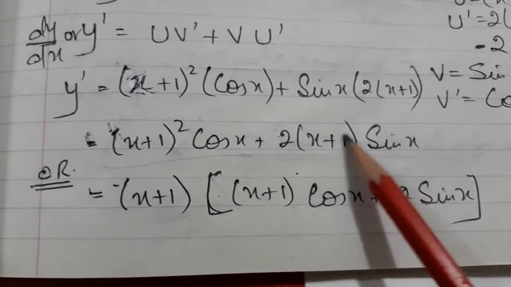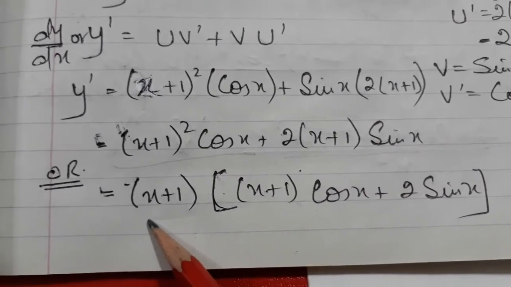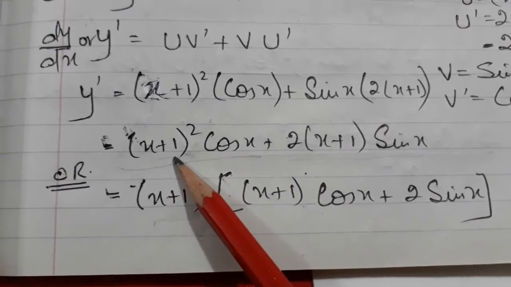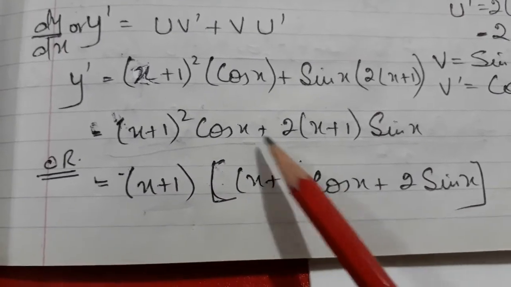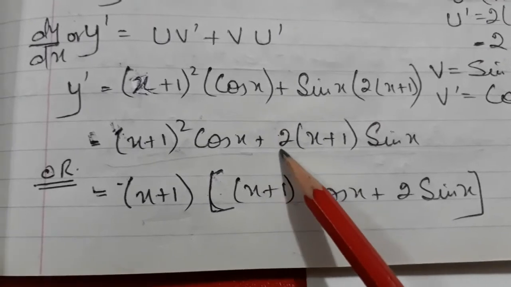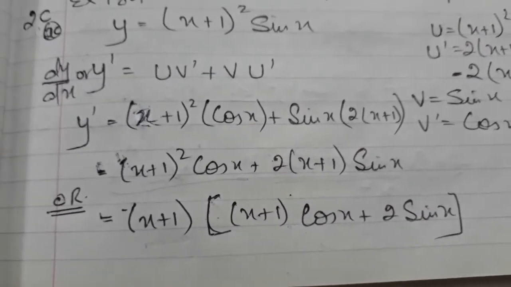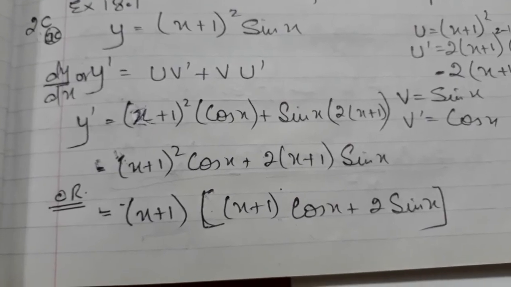And simplify means if you can factorize it, please do so. So anyway, I have taken x plus 1, bracket 1 out. So what is left from here? 1 times x plus 1 and cos x. Then plus sign, and what is left from here? 2 sin x. So this is how I will get my derivative.